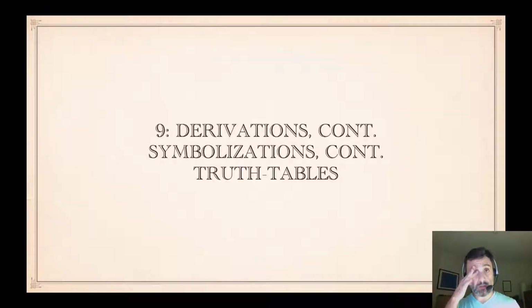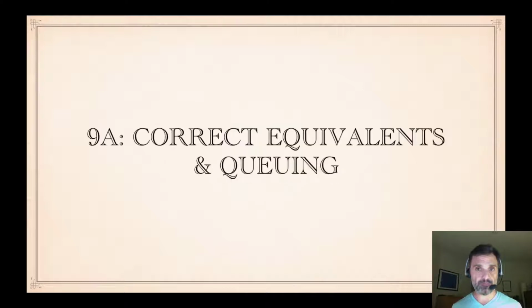Which is continuing with Chapter 2 material. We're going to continue with derivations and symbolizations. I'm going to have a bit more to say about derivation strategy this week and a few more symbolization topics. They won't be new to you, but the discussion will be. And then I'll be introducing truth tables and how to actually use them to do various things.